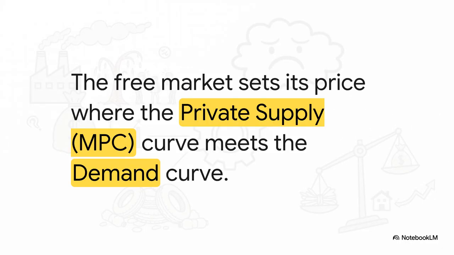So in a free, totally unregulated market, businesses operate based on their private costs. That makes sense. So the market settles on a price and quantity right where the supply curve, which represents that marginal private cost, the MPC, crosses the demand curve. This gives us our market price and our market quantity. For most managers, this is just business as usual.